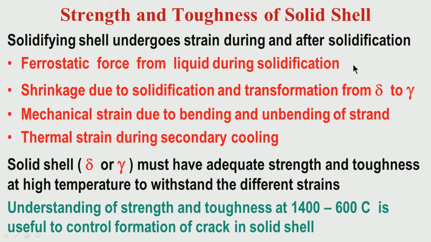solidification. After solidification there is no ferrostatic force, so it is during solidification only this happens. Then shrinkage due to solidification, this also happens during solidification. Then shrinkage due to transformation from delta to gamma, it can happen during solidification or even after solidification, or it may not happen at all for certain chemistries when there is no delta formation. Then I have mentioned mechanical strain due to bending and unbending of strand. Unbending means straightening of strand.